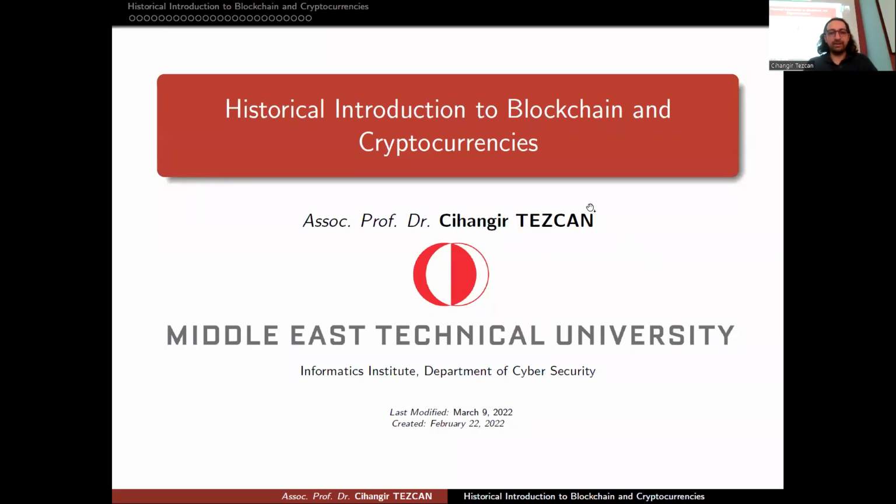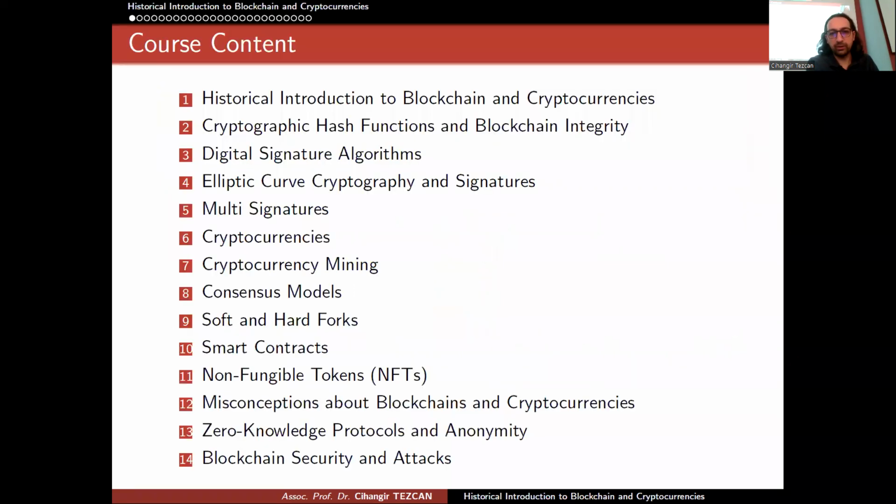Okay, so let's start. This is the first lecture for our course, Blockchain and Cryptocurrency Technologies. This course covers a lot of topics. As you can see, we will first cover the cryptographic background that is required for this course. So it will be cryptographic hash functions and digital signature algorithms.